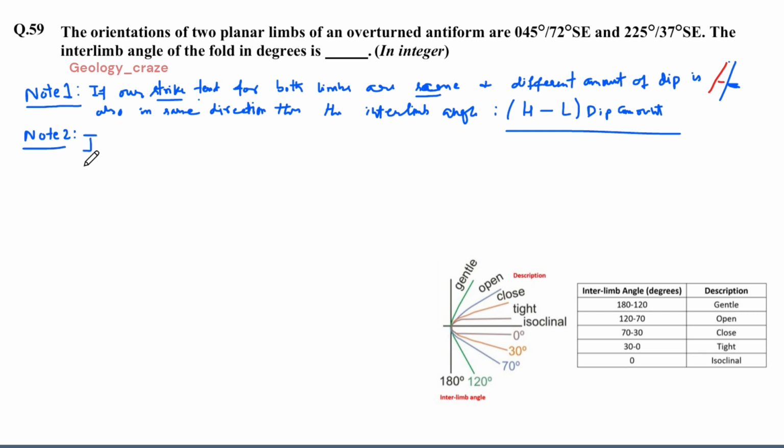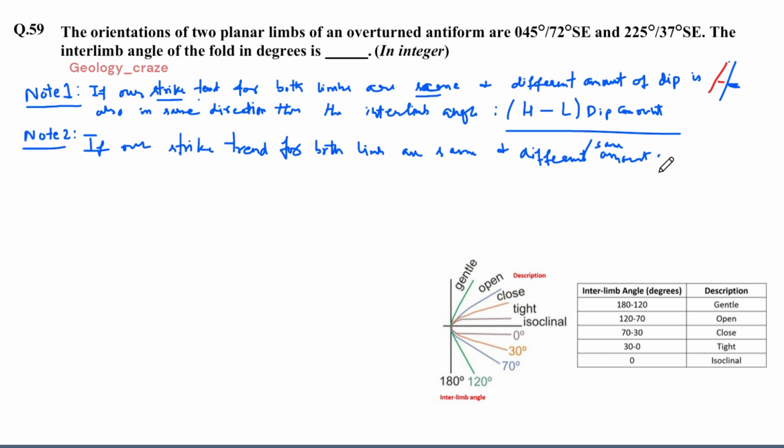Okay, the next case is, if our strike trend for both limbs are same and different amount of dip, or same also, different or same amount of dip in opposite direction.